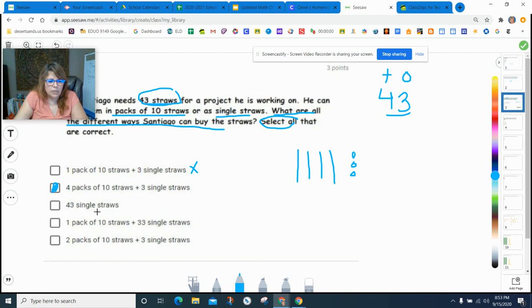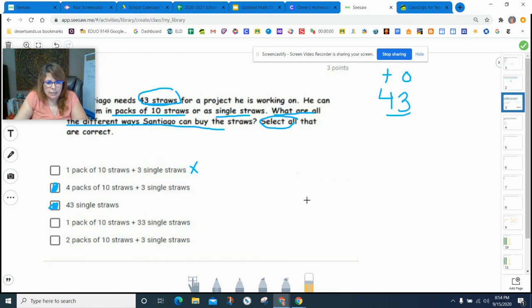Now it says 43 singles. Guys, if you count by ones and you have 43, that's the number we want. So I don't even have to draw my picture. I know that this is a yes. 43 singles, it's 43.